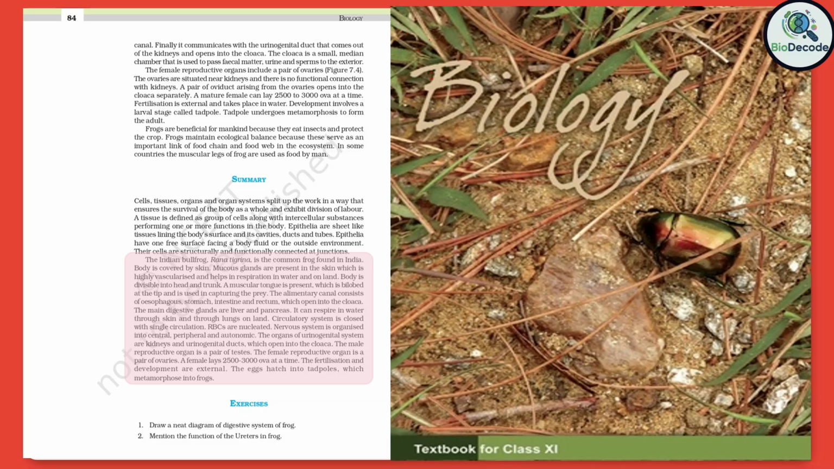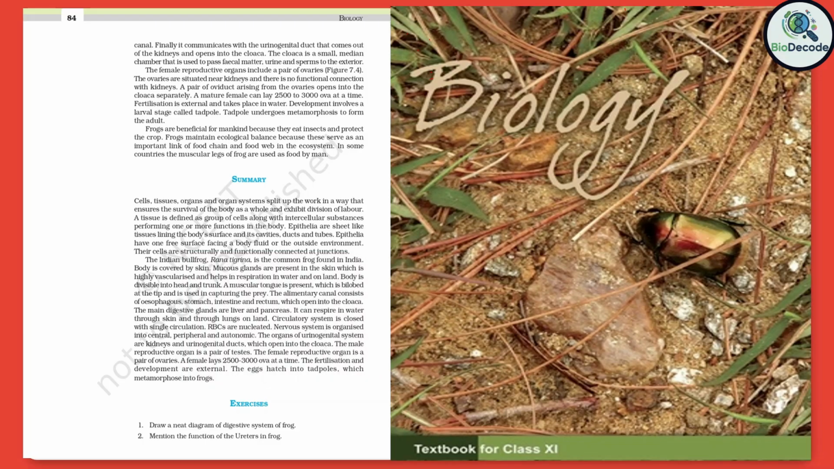The organs of urinogenital system are kidneys and urinogenital ducts, which open into the cloaca. The male reproductive organ is a pair of testes. The female reproductive organ is a pair of ovaries. A female lays 2,500-3,000 ova at a time. The fertilization and development are external. The eggs hatch into tadpoles, which metamorphose into frogs.